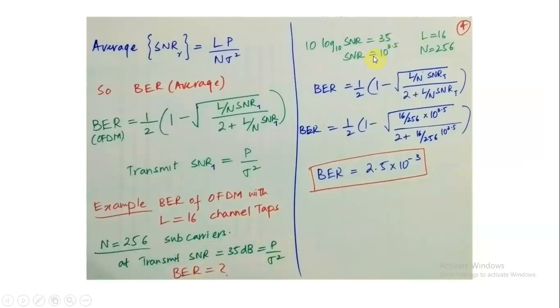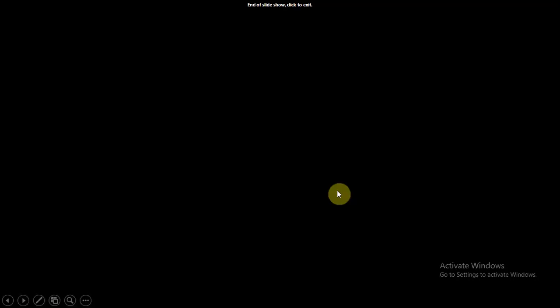So if you put the values, SNR would be equal to, in linear scale, 10 raised to power 3.5, L is equal to 16 and N is equal to 256. So if you put all these values here, we'll have the BER to be equal to 2.5 into 10 raised to the power minus 3. So the important factors are the transmit SNR, the channel taps and the number of subcarriers. So having different values of L, different values of N and different values of SNR, the BER of OFDM changes. So that is the final result. The important point is the number of subcarriers and the channel taps. So that's all for this lecture. Thank you.